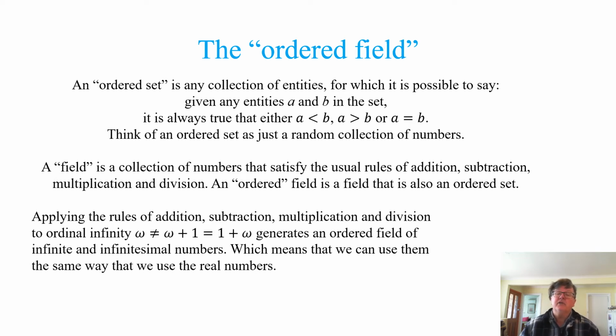What mathematicians call a field is a collection of numbers that behave nicely. Numbers that satisfy the usual rules of addition, subtraction, multiplication, and division. An ordered field is a field that is also an ordered set.